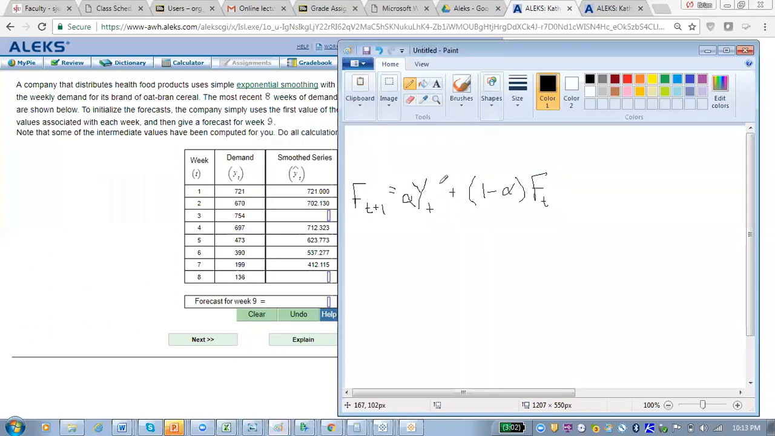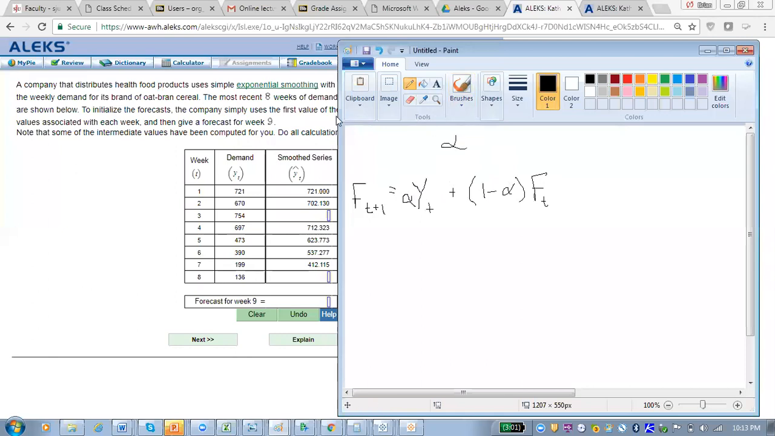Alpha and 1 minus alpha are weights, and they're weights that add up to 100%. So I can give this 20%, in which case this is 80. I can give this 40%, and this is 60. All I'm doing is making a weighted average of what happened today and what I forecasted to happen today. That's it. So I'm going to stick with my formula.